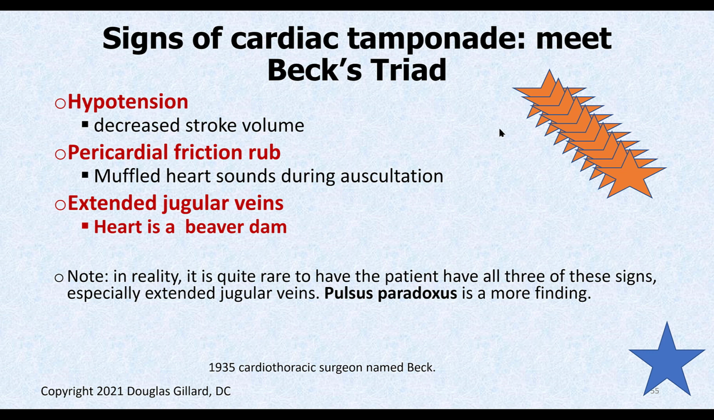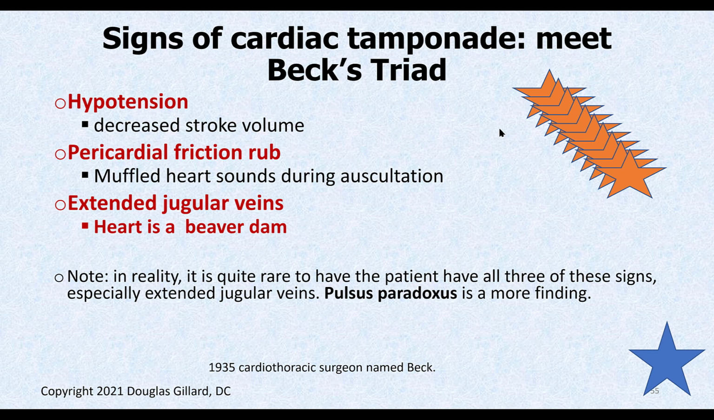Beck's Triad, you should know. Triad means there are 3 classic symptoms that demonstrate cardiac tamponade is present. And you don't typically have all 3, but usually having 2 of these is enough. So hypotension from the strangling of the heart from the cardiac tamponade, talked about that. Auscultatory finding of pericardial friction rub and distended jugular veins.